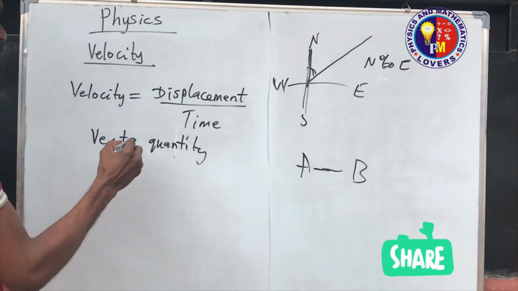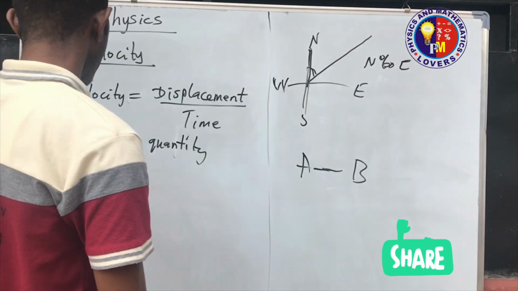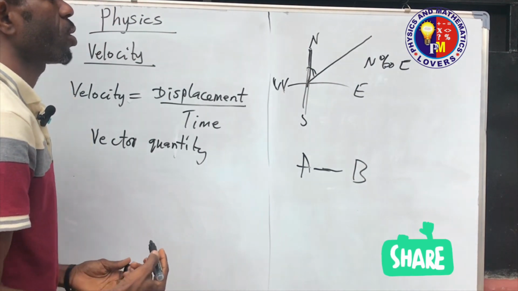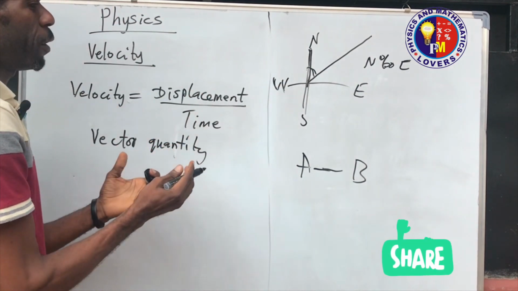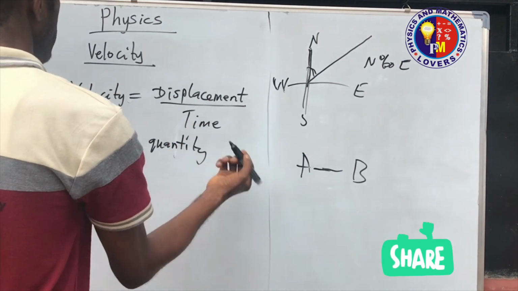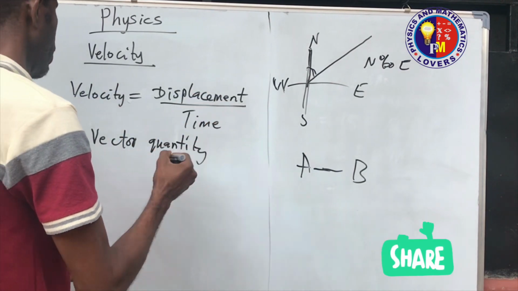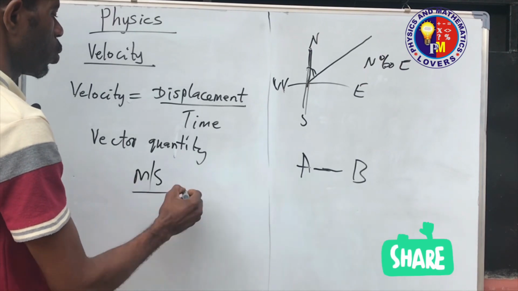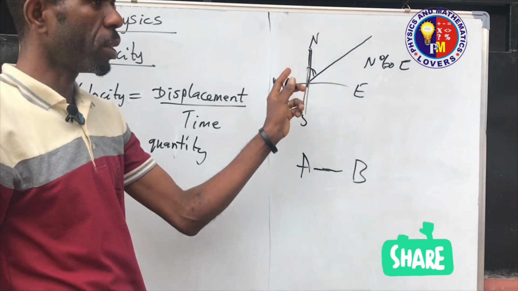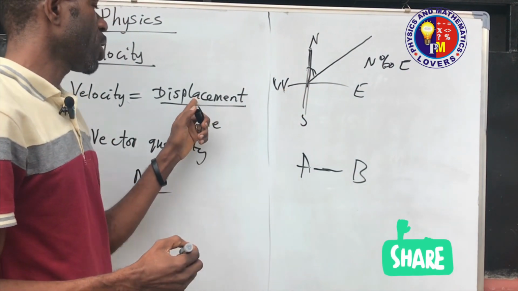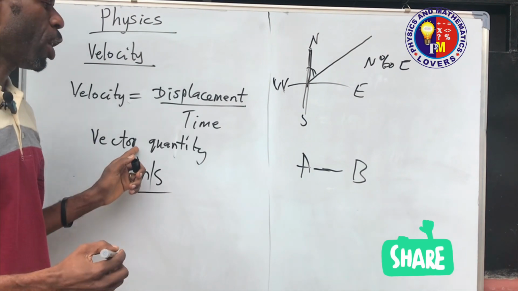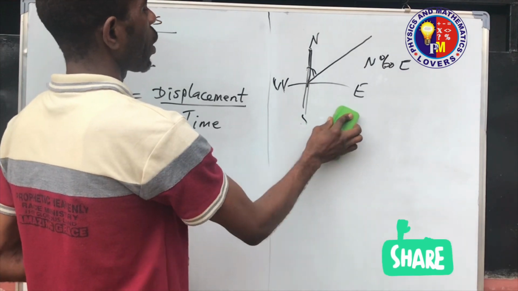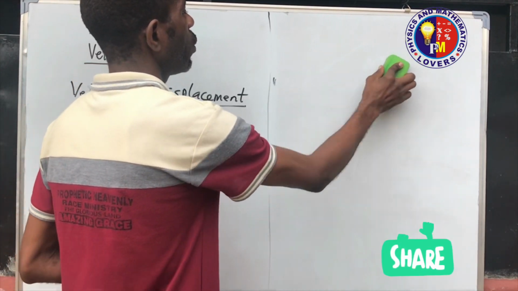Yes. Now, the unit of velocity. We all know that displacement talks about distance, and distance is talking about length. And the unit of length is meter. So, for us to know the SI unit, which is the standard unit, the international system, it is meter per second. That is the unit. So it has the same unit as that of speed. But the only difference is that this one is talking about direction, and it is a vector quantity.